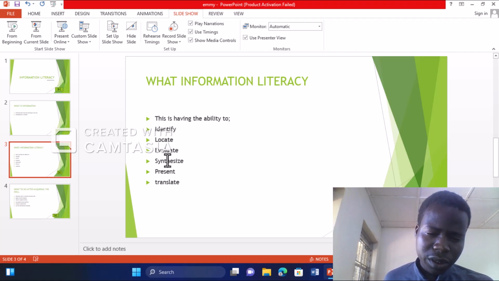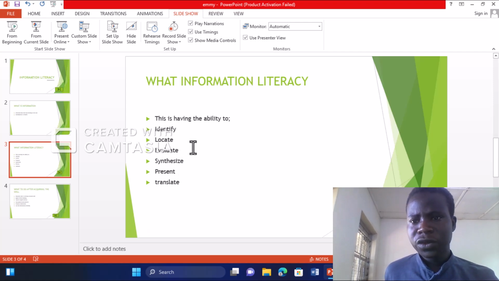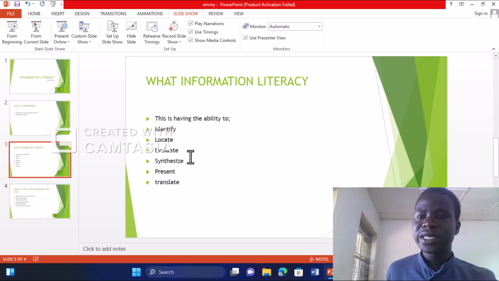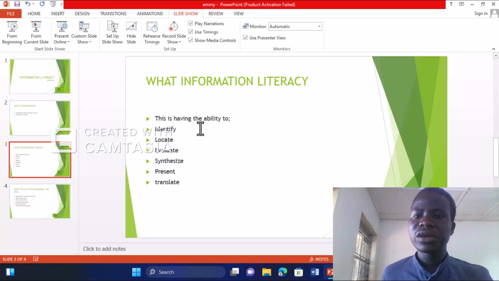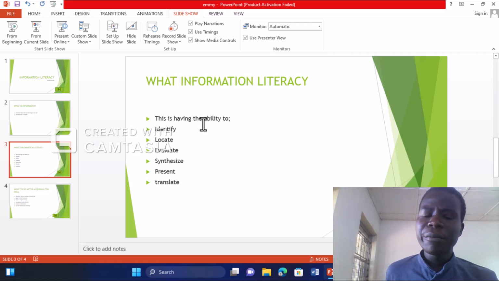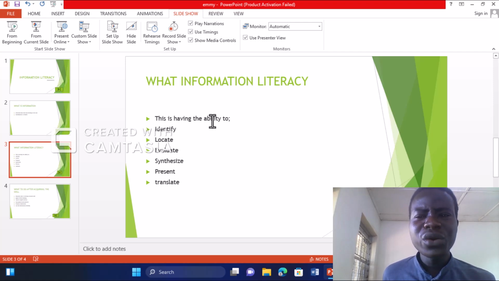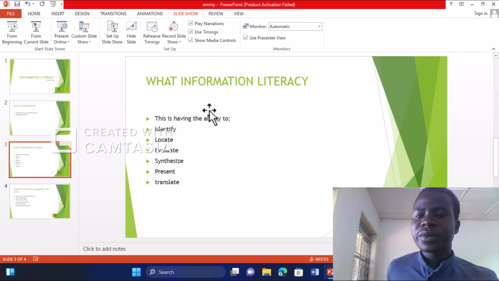Now, when we talk of synthesize, you synthesize the information retrieved. Because first of all, you evaluate, then you synthesize the information retrieved, and you integrate it into a current knowledge base and successfully apply it to the original information retrieved.